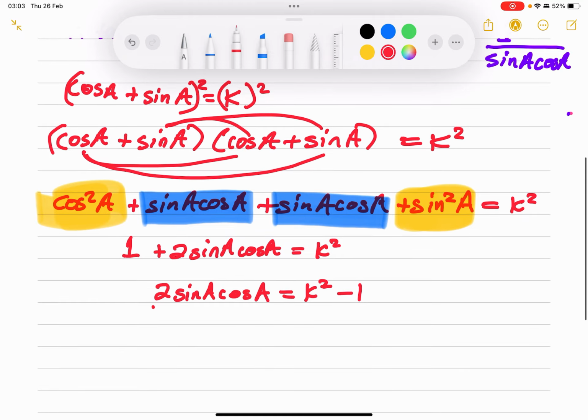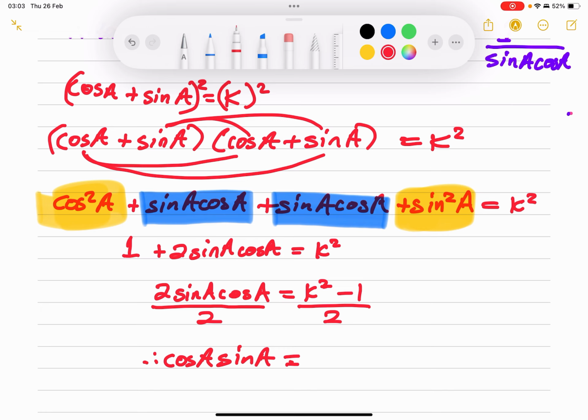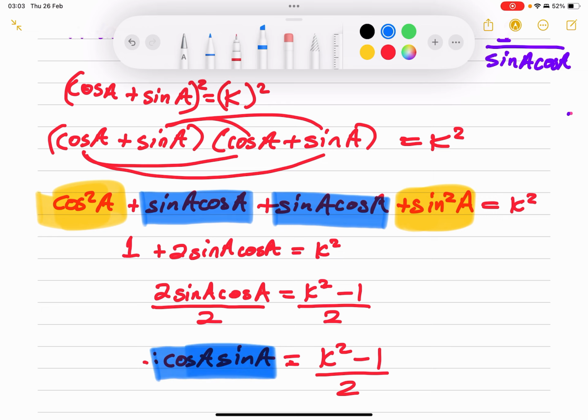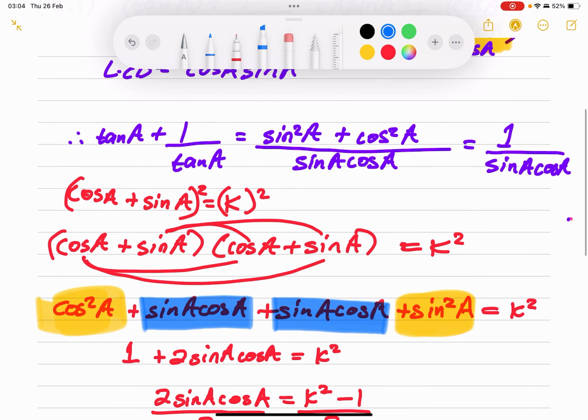And then I divide both sides by 2. Then I have, therefore, cos A sine A, or you can say sine A cos A, doesn't matter, equals, let's see, no, actually, we don't have to square root here, sorry. So it's K squared minus 1 over 2. Which means where I see sine A cos A, I can replace it by that. And if you check, it's sine A cos A there.